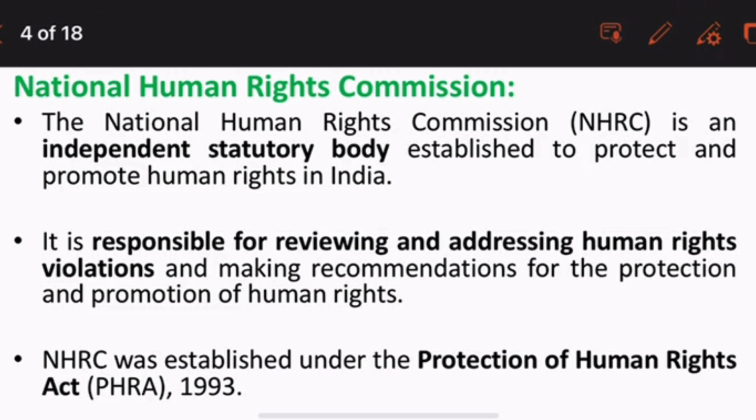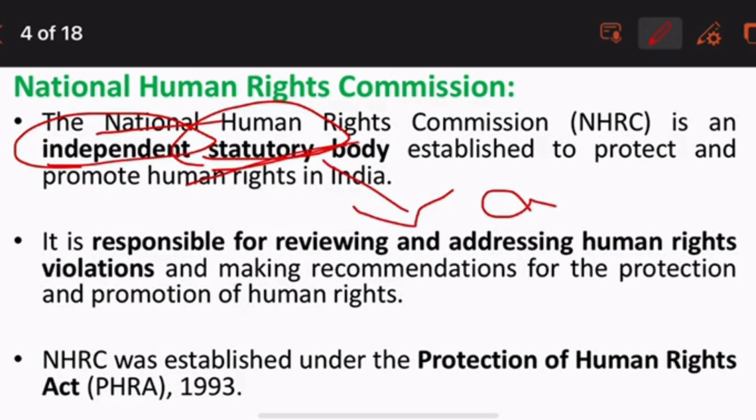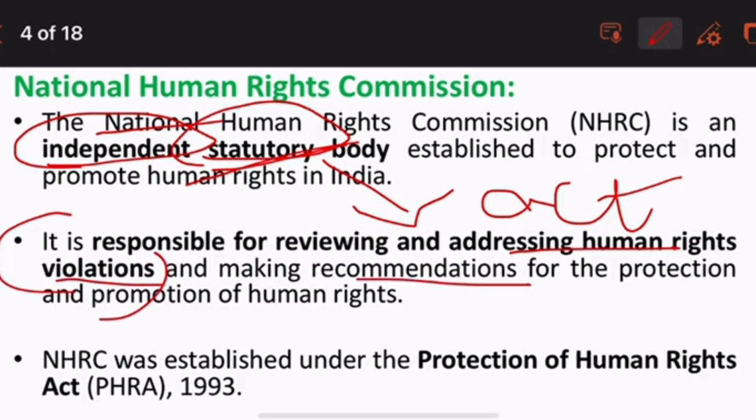So all you need to study for the exam is about the Human Rights Commission. The National Human Rights Commission is an independent and statutory body. Statutory body means one which is established by an act or law. That is important. The main objective of the Human Rights Commission is to address human rights violations, and also to make recommendations for the protection of human rights in government policy making decisions.